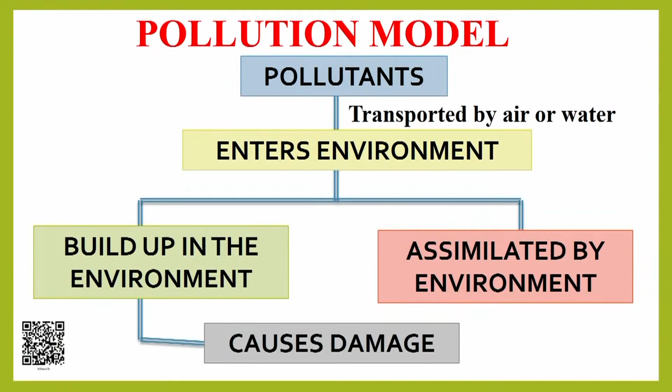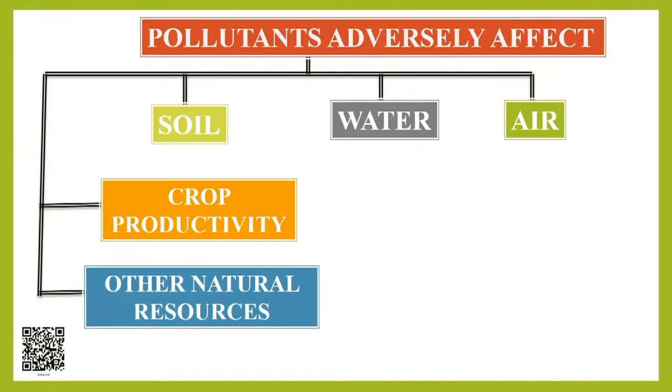So this is the pollution model. When pollutants are transported by air or water, they enter the environment, and when they enter the environment they build up, or they may be assimilated by the environment, and when they build up or are assimilated they cause damage. Pollutants may adversely affect, as we already said, soil, water, air, crop productivity and other natural resources too.